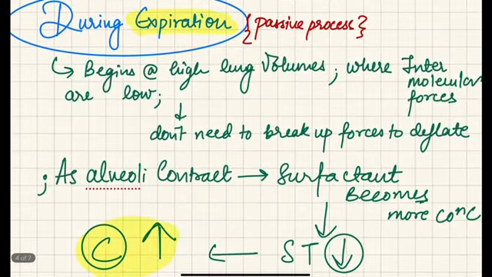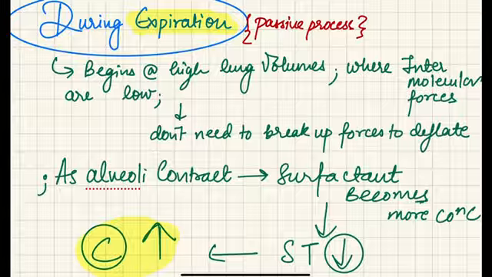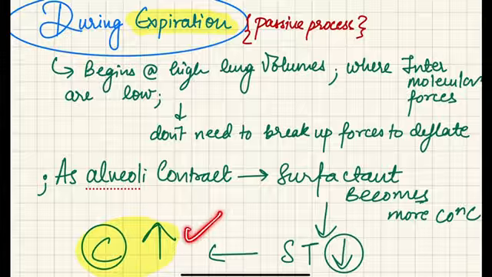Now during expiration, which is actually a passive process, the complete opposite occurs. Here, as the alveoli contract, the surfactant gets even more concentrated. If it's concentrated, the surface tension will decrease and hence compliance increases.